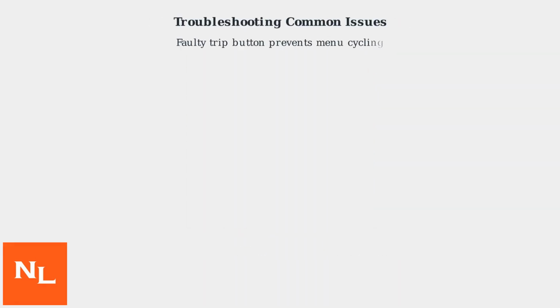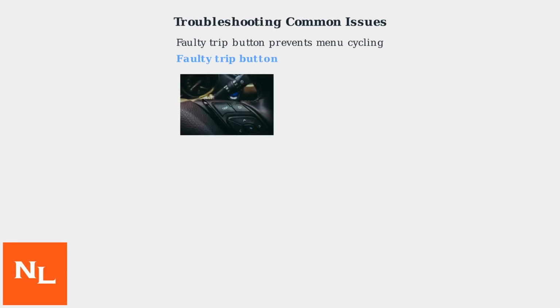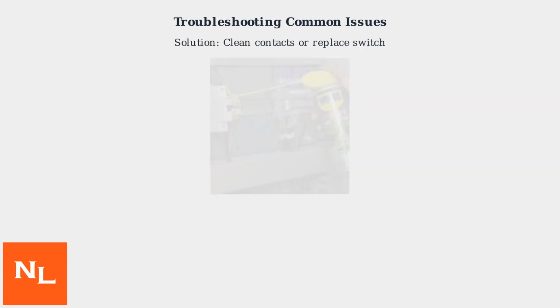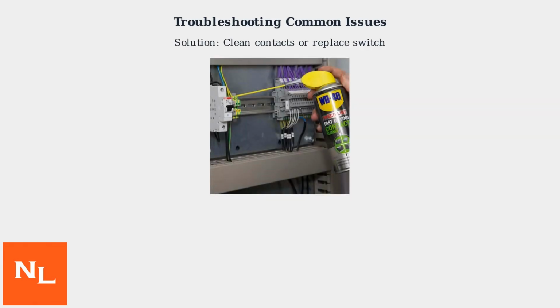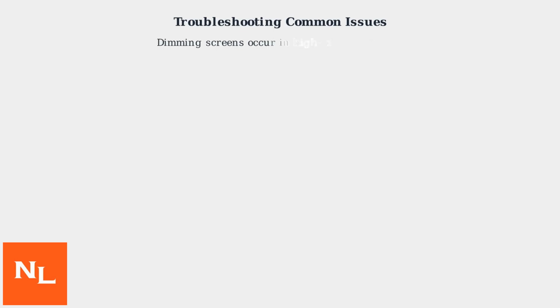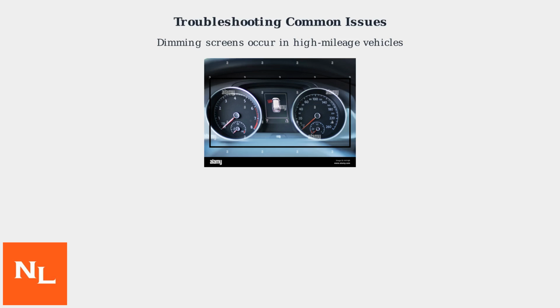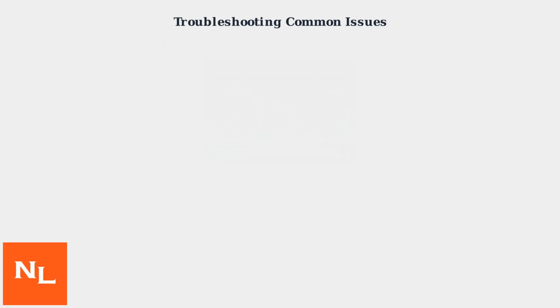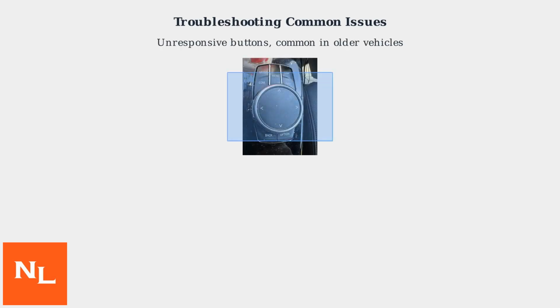Common issues include a faulty Trip button, which prevents menu cycling on the instrument cluster. Cleaning the contacts or replacing the switch can resolve this issue. Dimming screens may also occur, especially in high-mileage vehicles. Unresponsive buttons may also occur, especially in high-mileage vehicles.